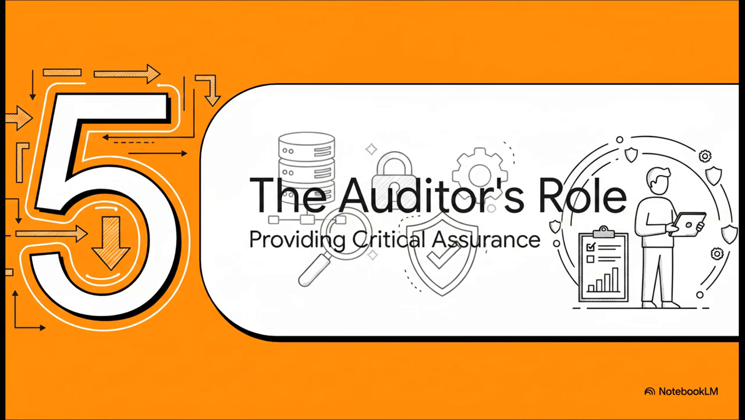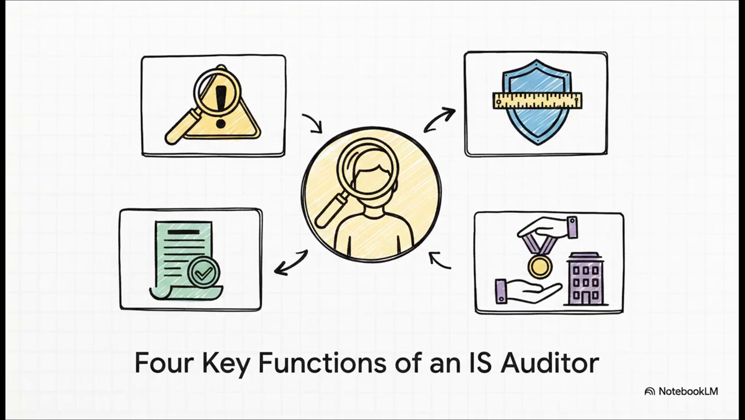So for our final section, let's put the spotlight squarely on the information systems auditor to really understand their critical role in this entire ecosystem. So you can think of the IS auditor as wearing 4 main hats here. They evaluate if the organization has even identified the right risks. They assess if the controls that have been put in place are actually working effectively.